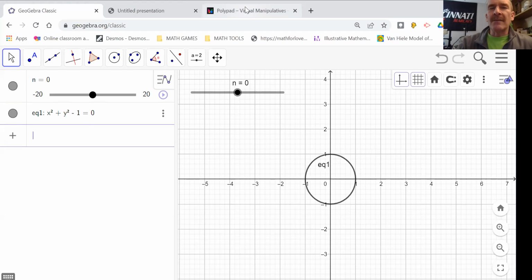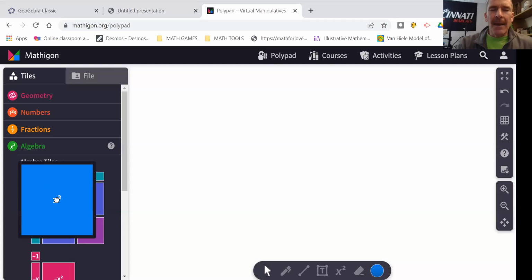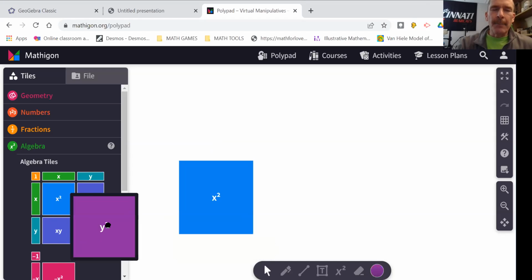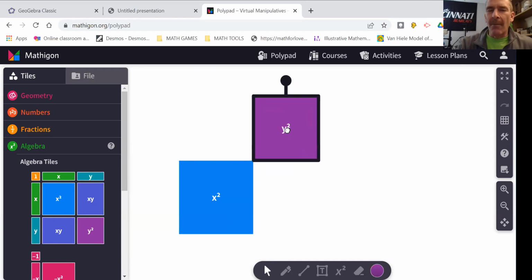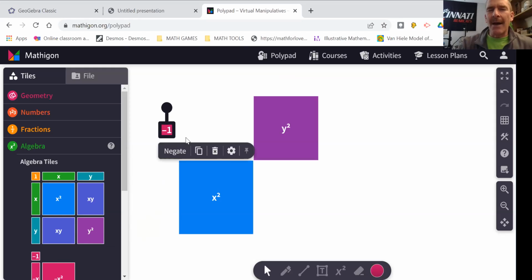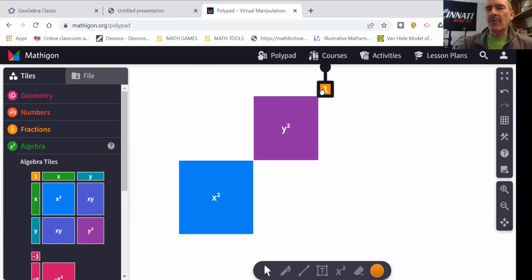And so what I can do then is go to my Polypad, and I can plop an x squared out there into my workspace. I can plop a y squared out there into my workspace, and then I can plop a -1. But let me delete that one. I'll show you this one. I'm going to actually drag a +1, and then I'm going to realize my mistake. While it's selected, it allows me to negate it.